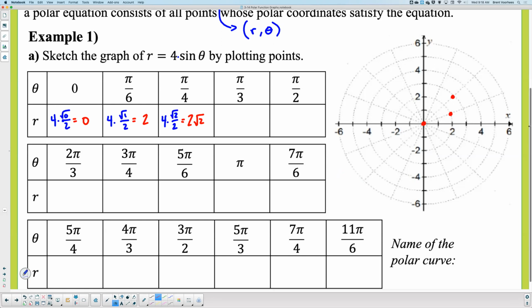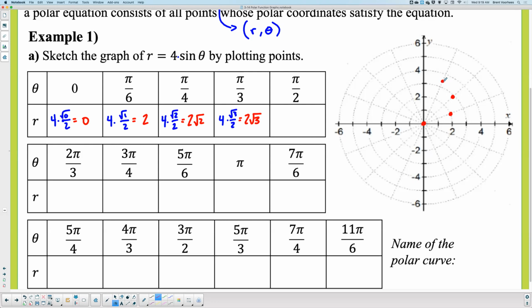Now I'm just going to follow the pattern. What square root should it be this time? Square root of 3 over 2. So this will equal 2 square roots of 3. That's 2 times 1.73 approximately, so it's going to be about 3.4, just under 3.5. So at pi over 3, go to approximately 3.4. 1, 2, 3.